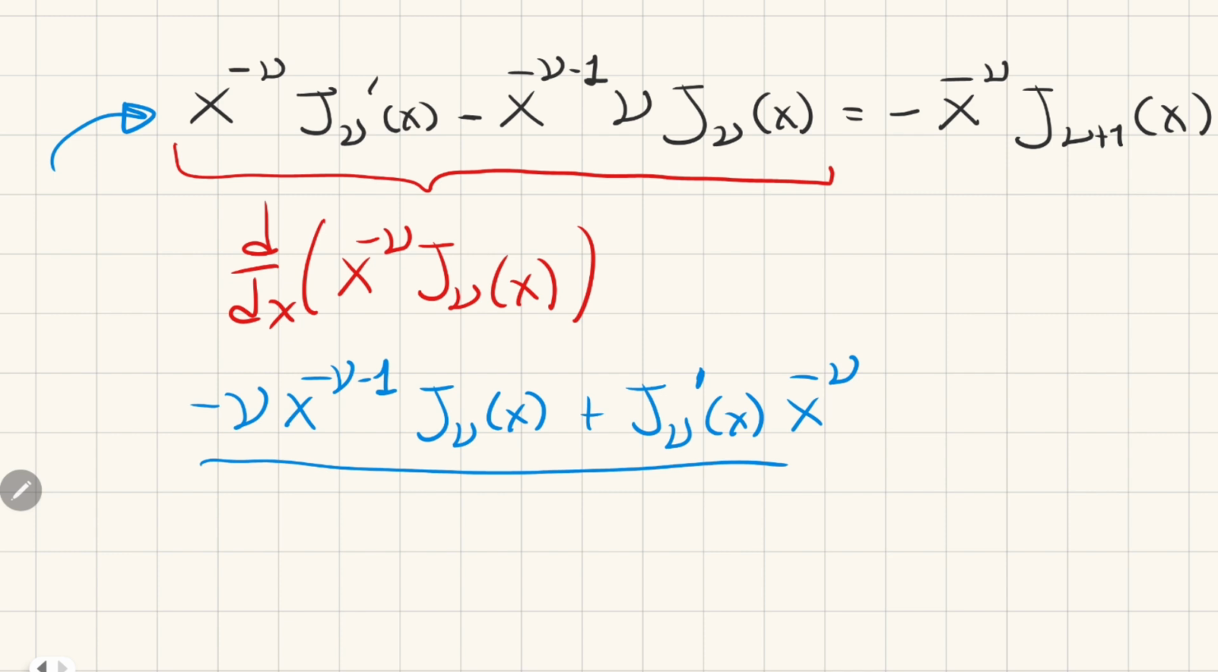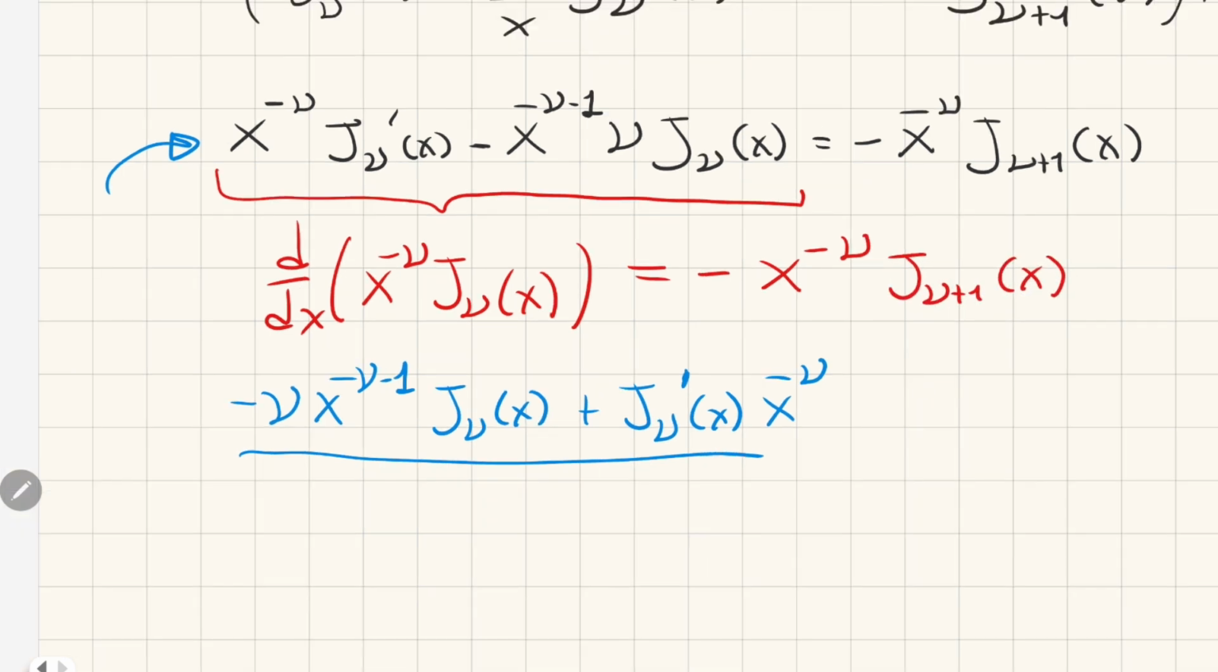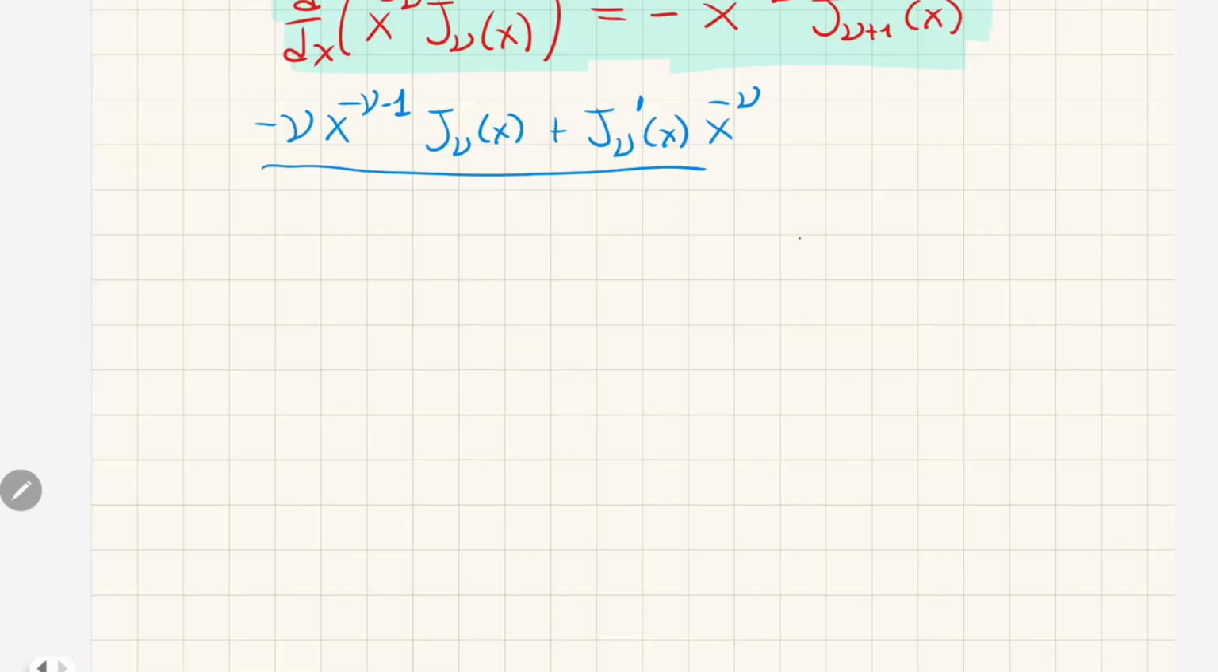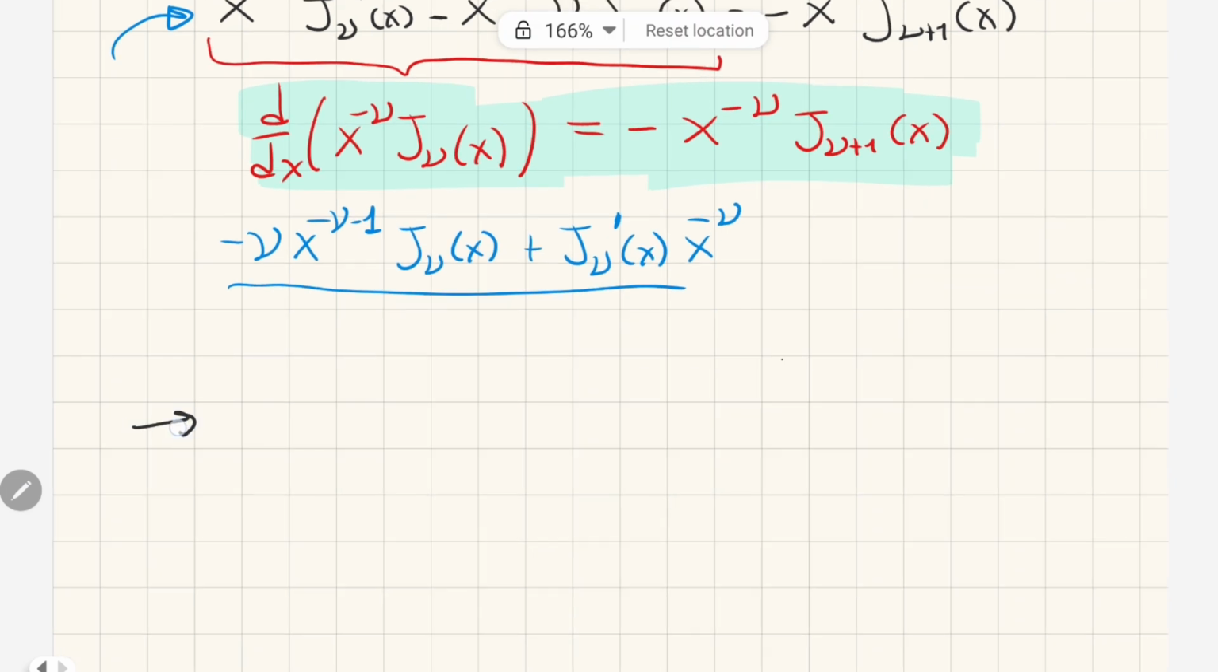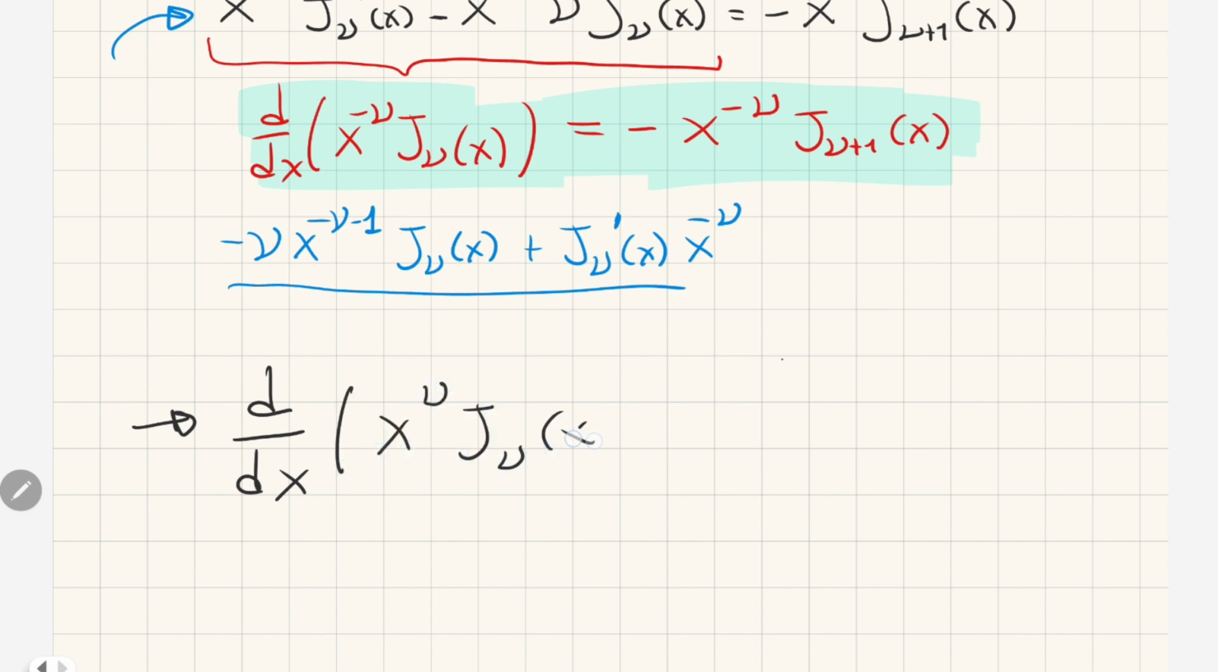Perfect. So we can say that this derivative over here is equal to minus x to the minus nu J sub nu plus 1 of x. And this will be one other important result involving Bessel functions. Okay, perfect. So after showing this result, it's not very hard to show that the derivative with respect to x of x to the nu J sub nu of x is equal to x to the nu J sub nu minus 1 of x.